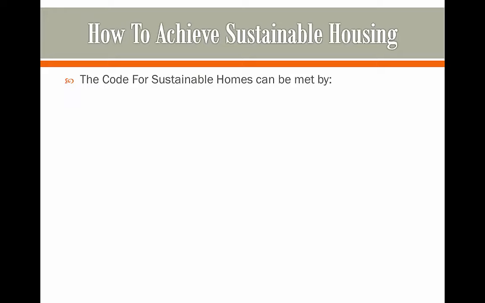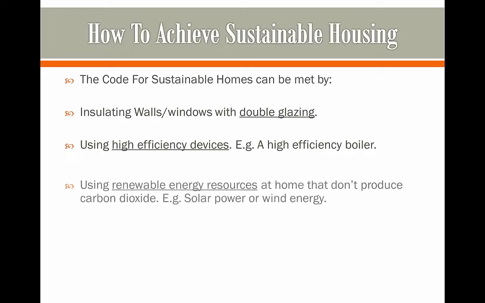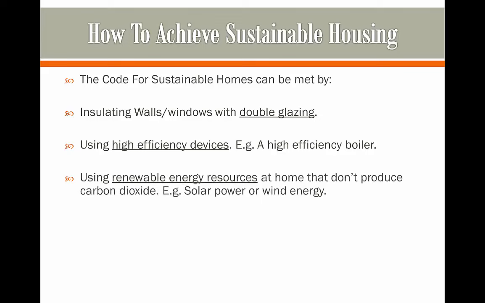Well, the Code for Sustainable Homes can be met by insulating the walls and windows with double glazing, using highly efficient devices such as a high efficiency boiler, which will use less energy and as a result allow you to consume less. Also, it can use renewable energy resources, for example, using solar power or wind energy to power your home using electricity, as opposed to having to import it from the mains, which is then going to have to be generated a lot of the time using oil and coal.